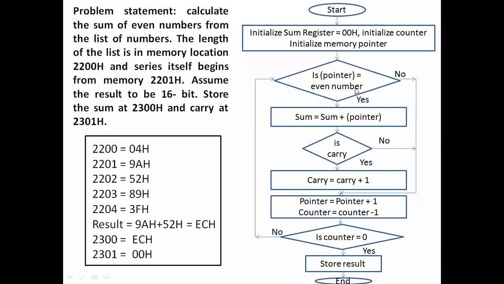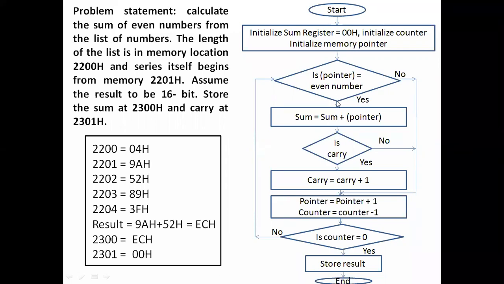If the number is not even, we do not have to add. So if the condition is no, in both these no cases, it will jump to the place where it increments the pointer and decrements the counter, and then you check whether the counter has become zero or not. If it is not zero, we execute the loop. Otherwise, if the counter becomes zero, we store the result and end the program.